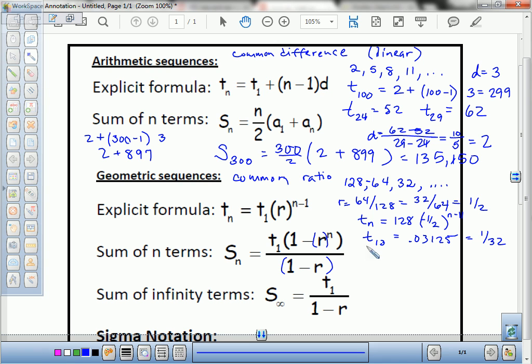Okay, so if I wanted to find the sum of the first 13 terms, the first term is 128. Let's go with my ratio being negative, since I just changed it. So we do negative 1/2 to the 13th, divided by 1 minus negative 1/2. Okay? And let's all punch that in together and let's see if you're efficient with your calculator.